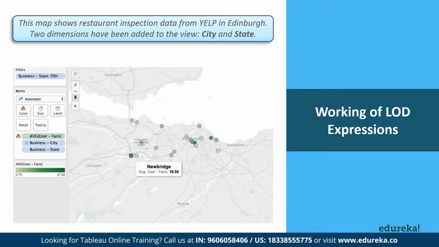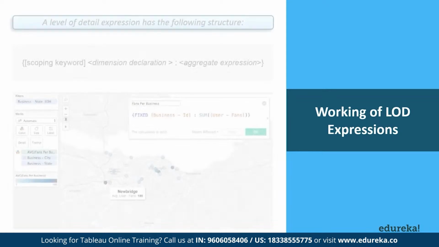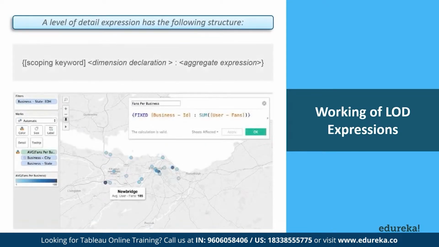But what if we don't want the visualization to change? What if we want to determine the total user fans for each business ID and average those values for each city and finally show only one circle per city? What we want to see is the average number of fans per restaurant in each city. Now this will require adding an additional dimension to the view without dragging that dimension into the visualization. A level of detail expression will allow us to do this.